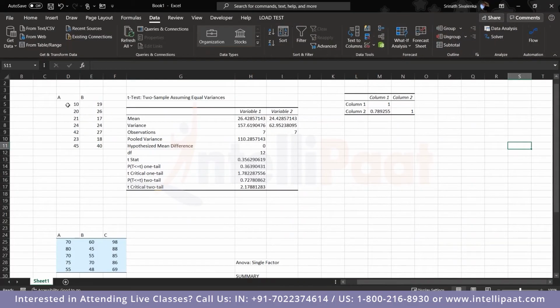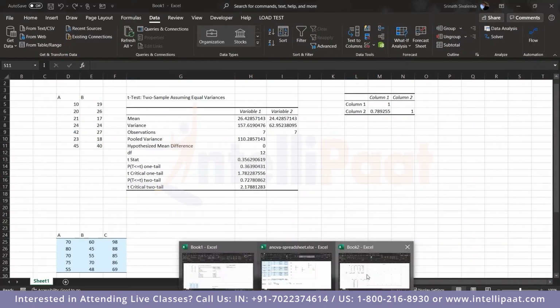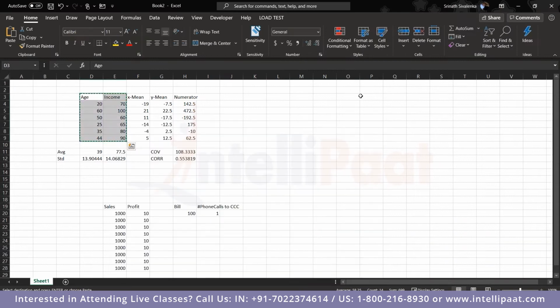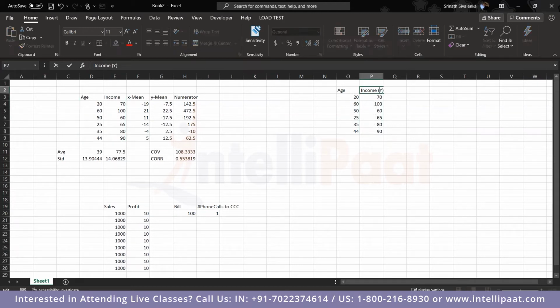Let's do a simple linear regression equation implementation in Excel, and then we'll see how it actually works. So this is my age and income. Let's say I'd like to predict the income based on the age of a particular person. So I'd like to predict income. So income becomes my Y. This is my Y, and this is my X.